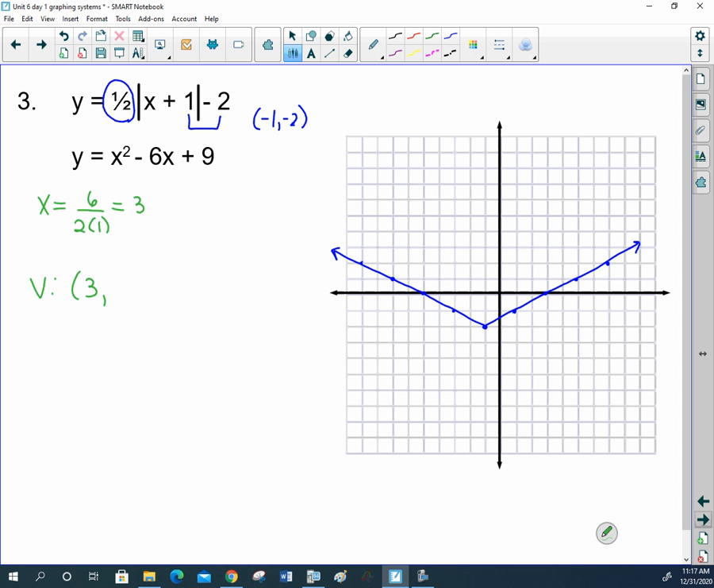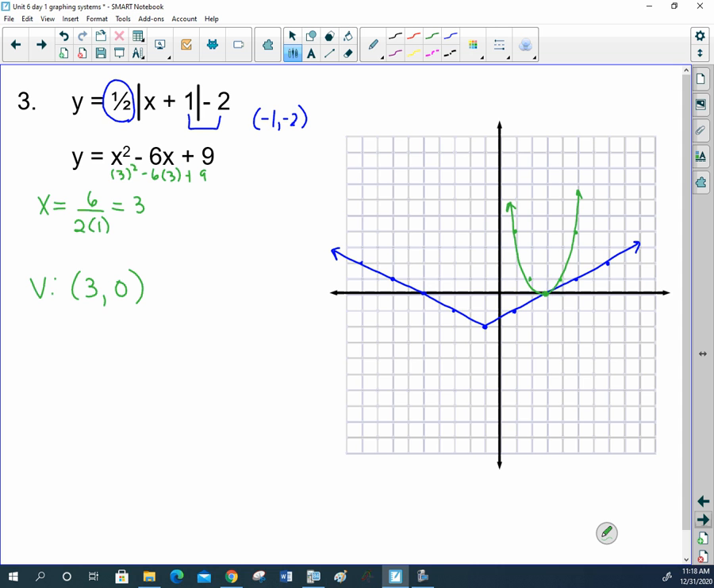And then remember, we take the 3 and we plug it back in. So 3² - 6 times 3 plus 9. So that's going to be 18 minus 18. So it's going to be 3, 0. Okay, so my parabola is going to start right here at 3, 0. And it's going to open up, and it's just going to follow my 1, 3, 5 pattern. So up 1 over 1, up 3 over 1. And then there we go.